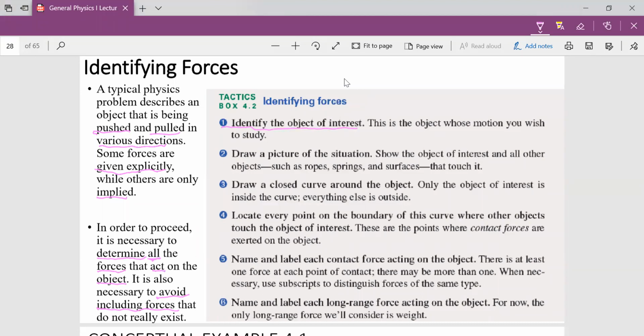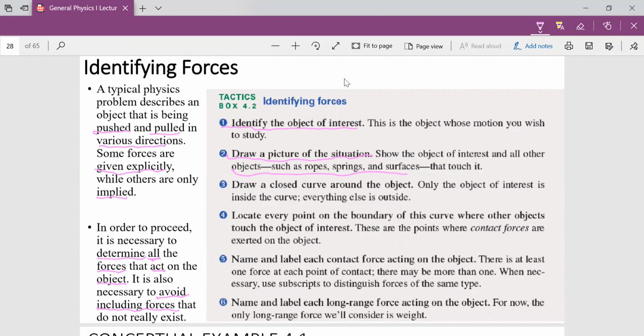So this is the object whose motion we wish to study. We'll make or draw a picture of the situation. That is, show the object of interest and all other objects around the object of interest, such as the rope, the spring, the surface, the contacts, or the influence of any other thing we can identify in that action, okay?